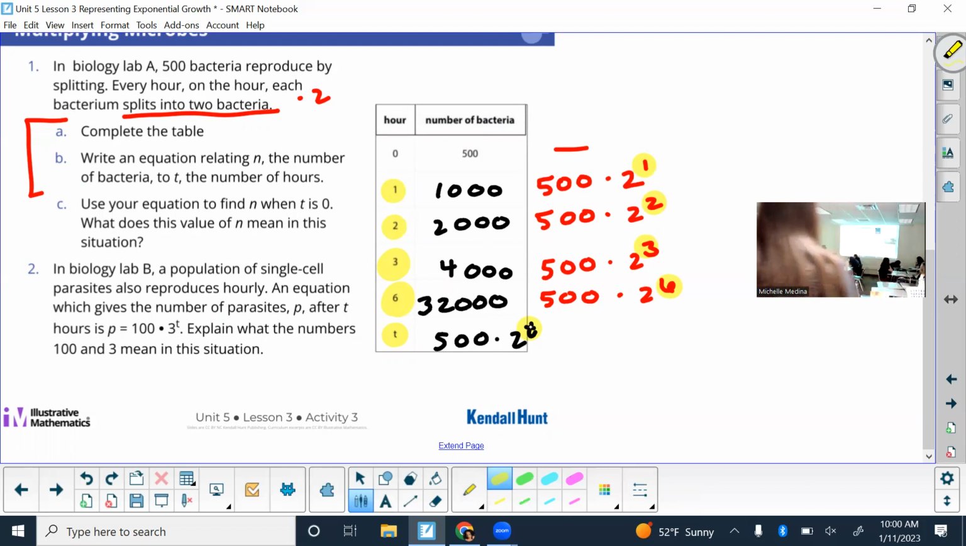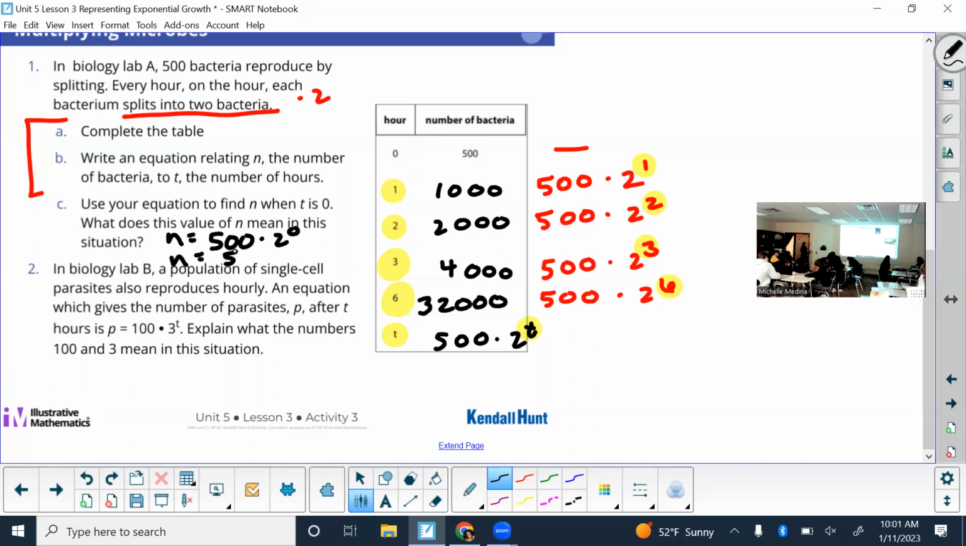All right, this part C we'll just do together real quick. It says use your equation to find n when t is 0. So where that t is, I'm going to replace with what? With 0. Make sure we're paying attention. It's right in the problem. All right, it says find n when t is 0. N is the number of bacteria. What is the value of n when t is 0?